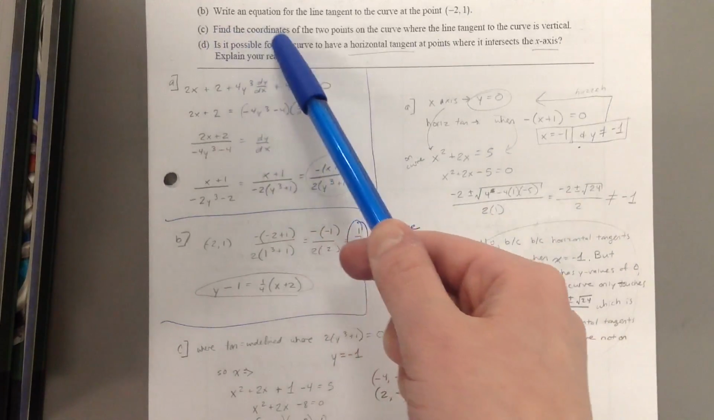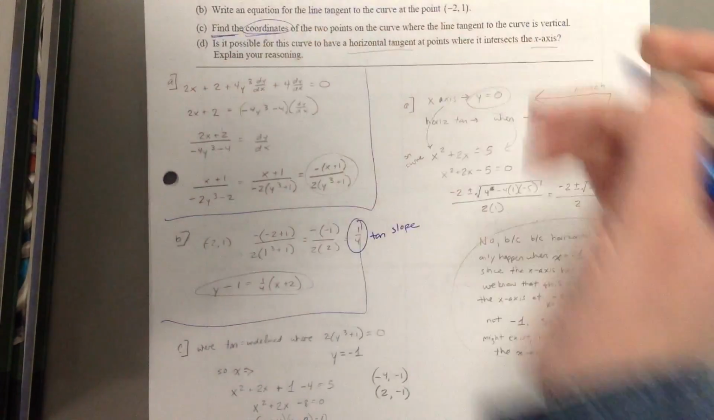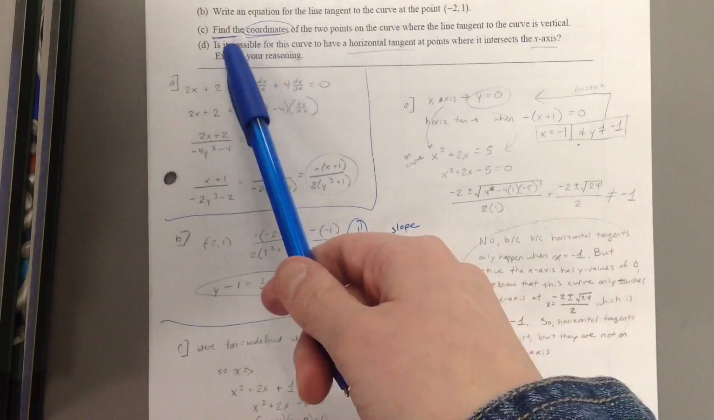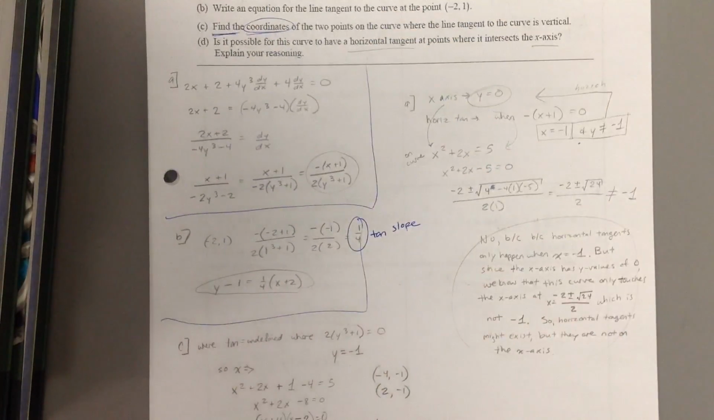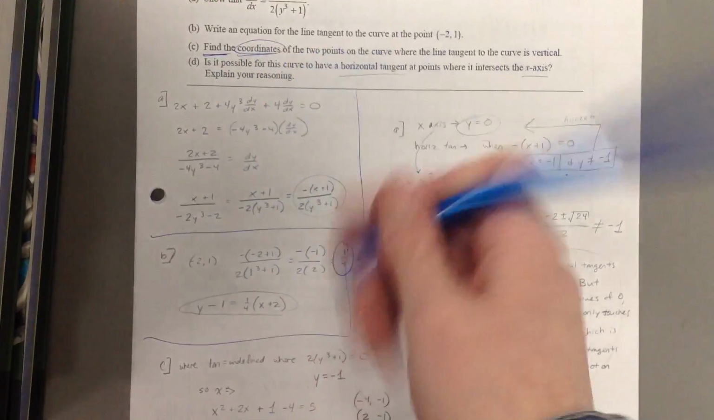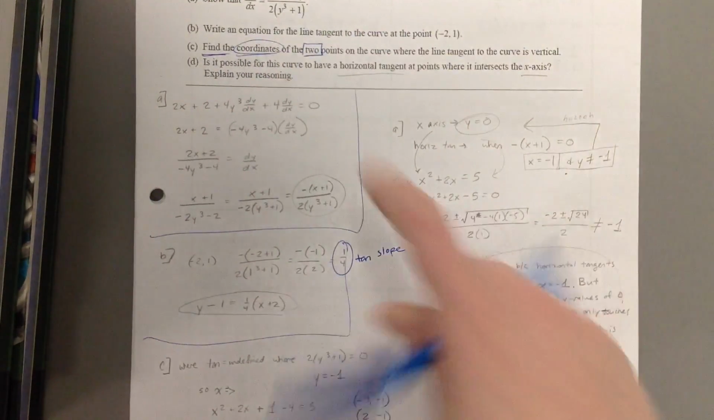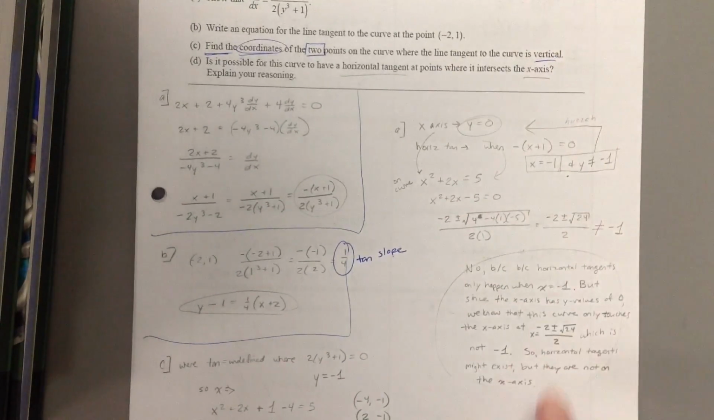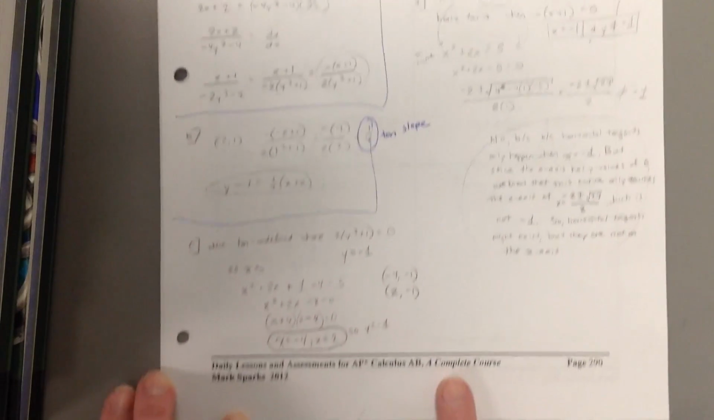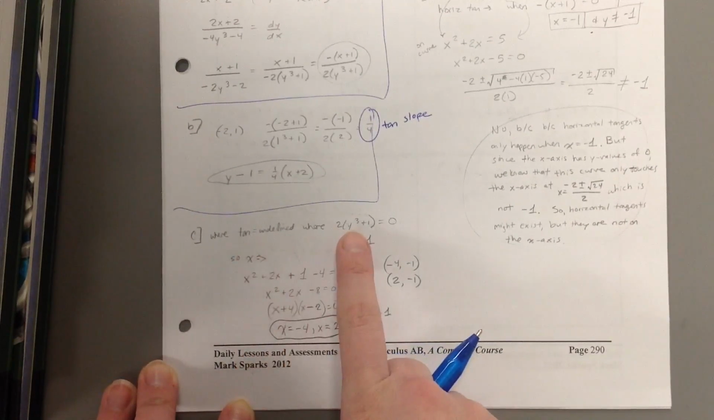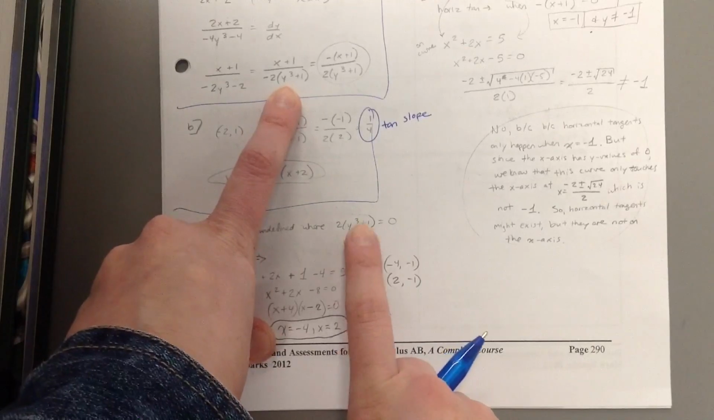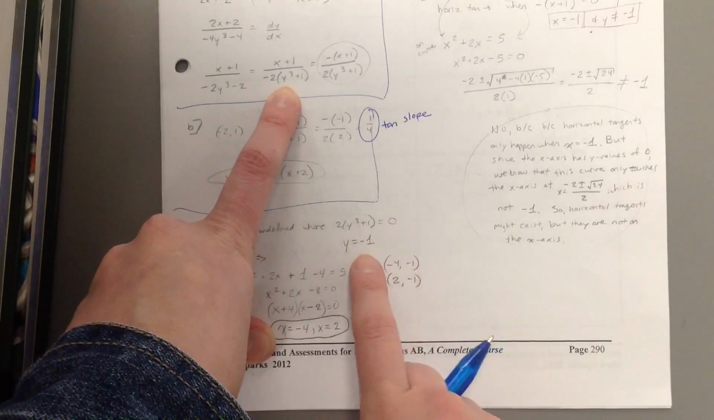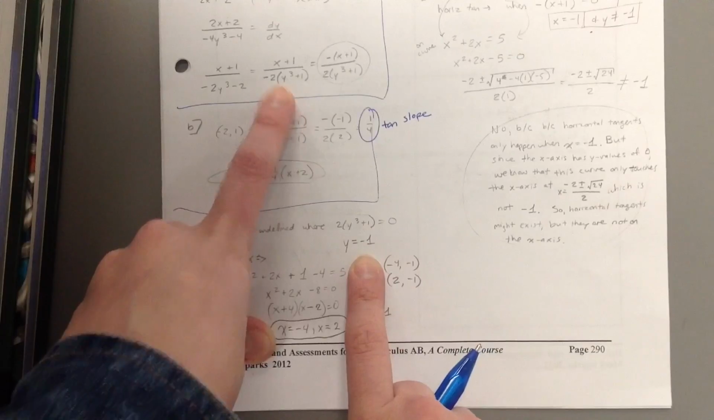Part C, find the coordinates. So find it, meaning we can actually do it. They wouldn't have asked us to do it if it wasn't possible. So find the coordinates of the 2 points. They've already told us it's going to be 2 answers on the curve where the line tangent to the curve is vertical. So, a couple things. A vertical tangent line happens when the denominator up here equals 0. That happens when y equals -1.